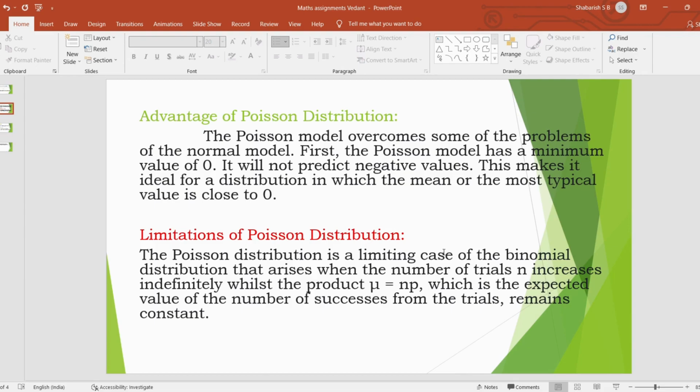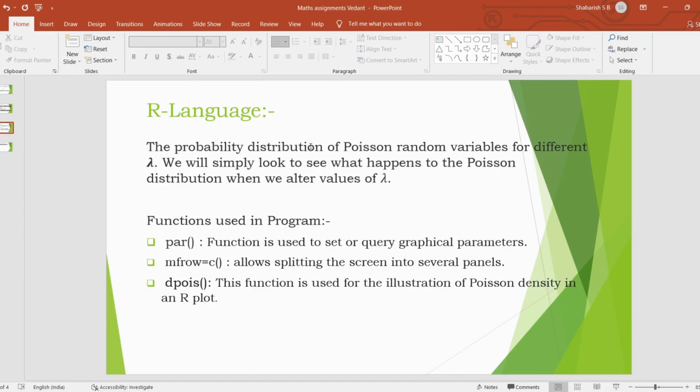Moving on to the R code. You are already familiar with the R language; I have explained it in my previous videos. If you are not, a link is in the description. You can follow that link and watch the earlier video. So, the probability distribution of random variables for different lambda. Lambda stands for mu in that equation. We simply look at what happens to the Poisson curve when we alter the values of lambda.